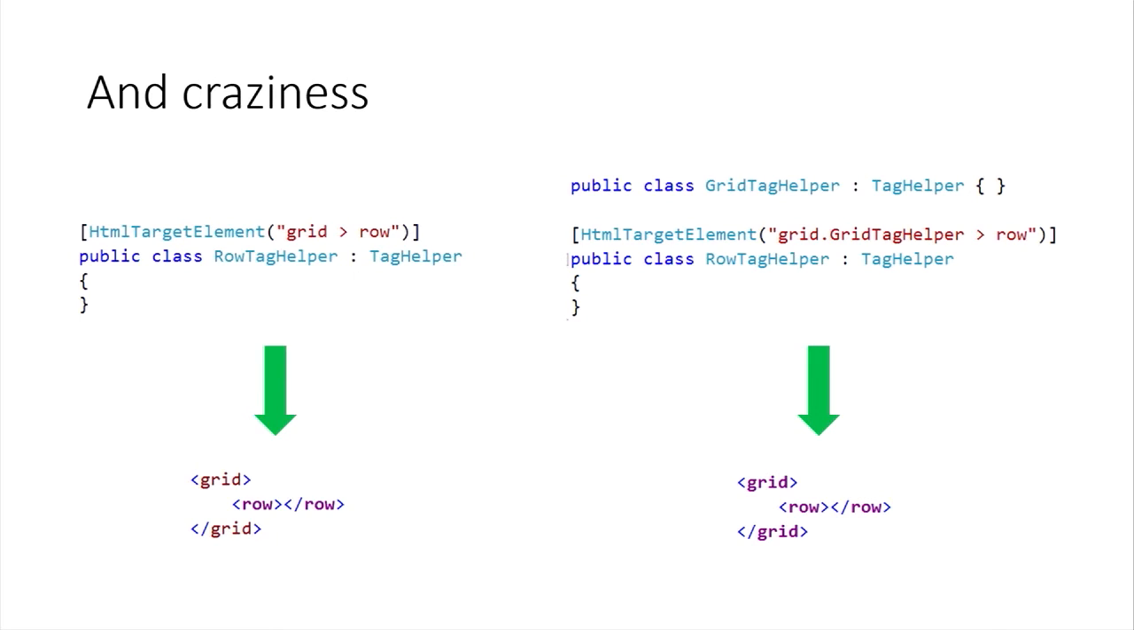Yeah, we can't do everything. Let's be clear, we don't have an HTML DOM in Razor, so we can only do certain things. But maybe things like, say, a grid with a row child and so forth. Does that make sense? Yes?